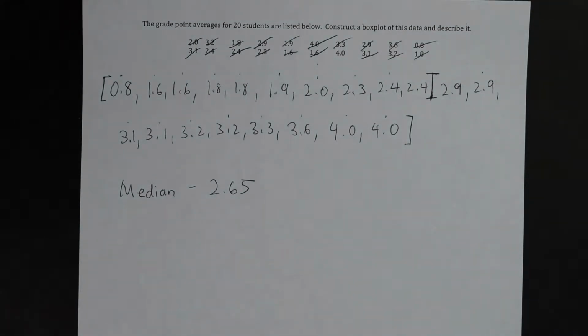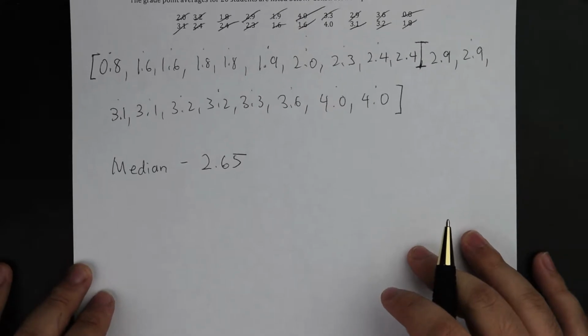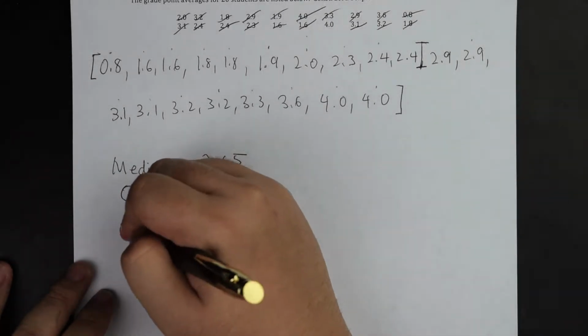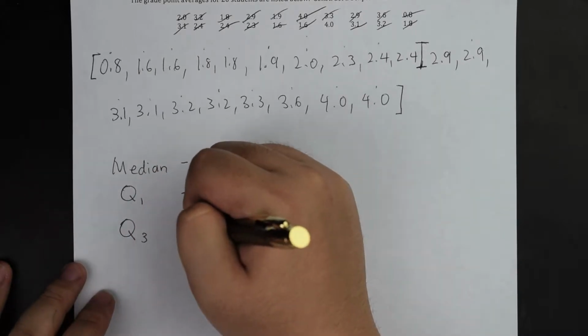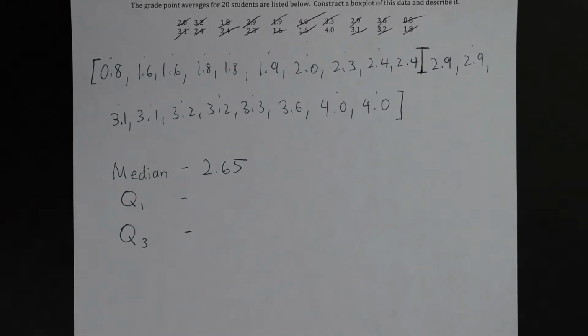So when we are constructing a box and whisker plot, it does have a median. There's also a concept called Q1 and Q3 that I must also include in my box plot. Okay, and so what is Q1 and Q3? Q1 and Q3 are quartile 1 and quartile 3. And what these do is they define the edges of the box plot.